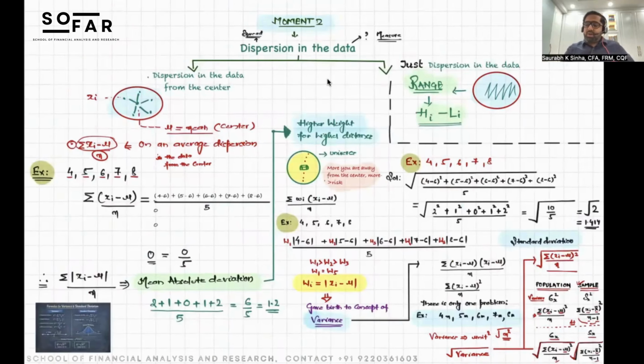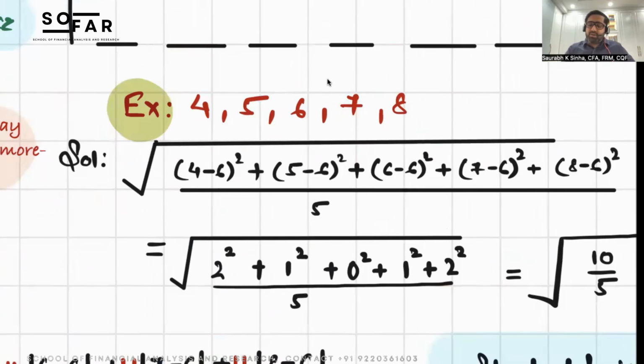Now, you can also solve one question like, can you find out the standard deviation for 4, 5, 6, 7, and 8? Yes, you can do that. You just subtract each entity from the center, take the square, 4 minus 6 square, 5 minus 6 square, so on and so forth. Take the summation, divide by 5. And at the end, for this example, the answer would be under root of 2, that is 1.414.